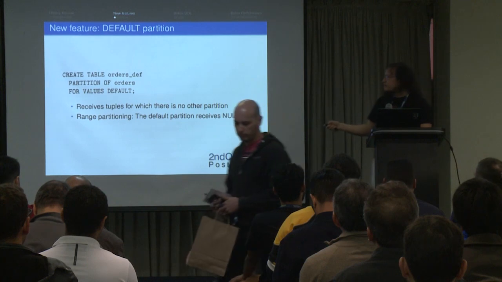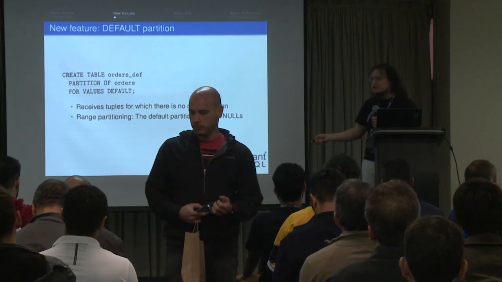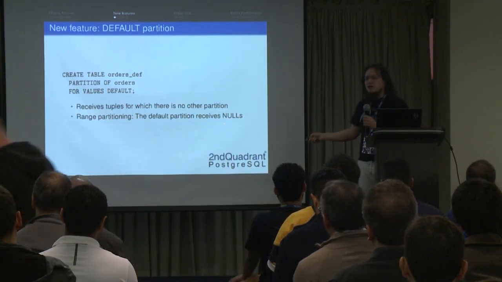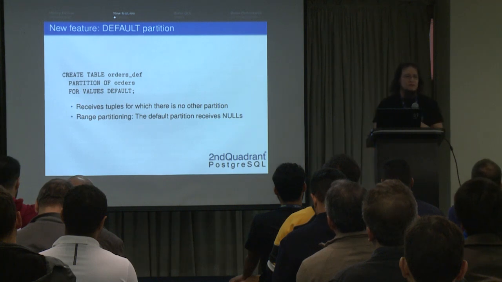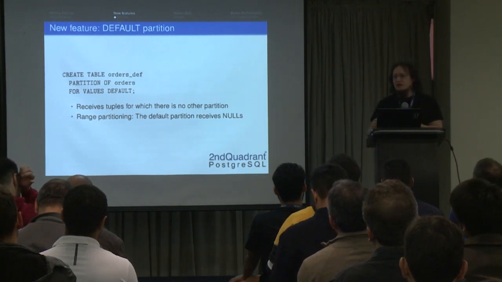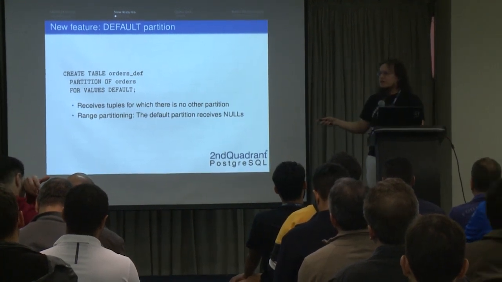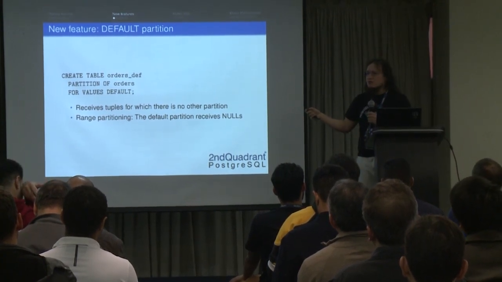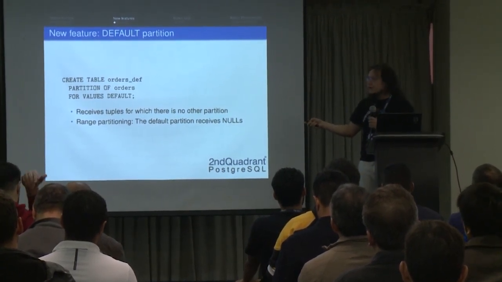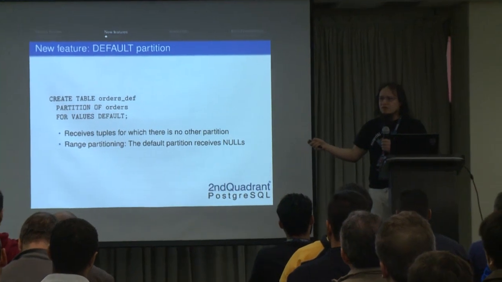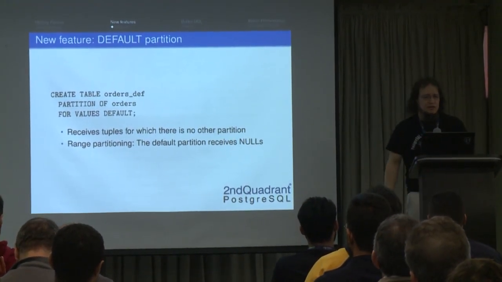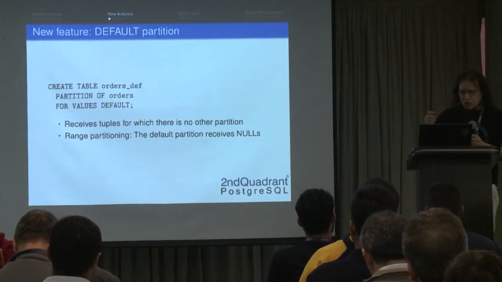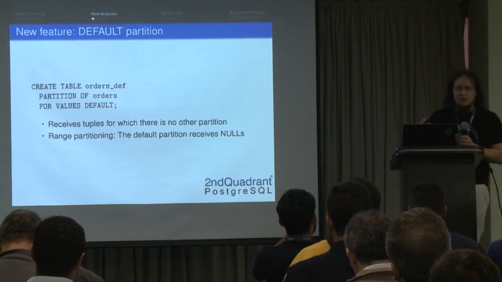In particular, for range partitioning, the default partition can receive null values for the partition columns, because the values clause for range partitioning does not allow null values in some partition. So there are some funny things going on here.